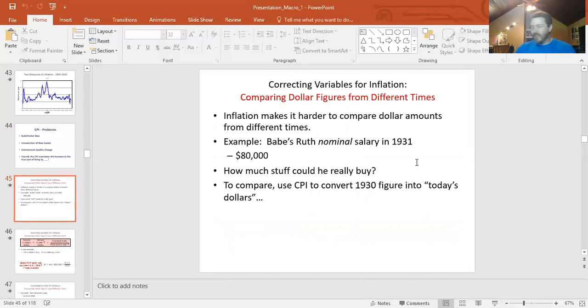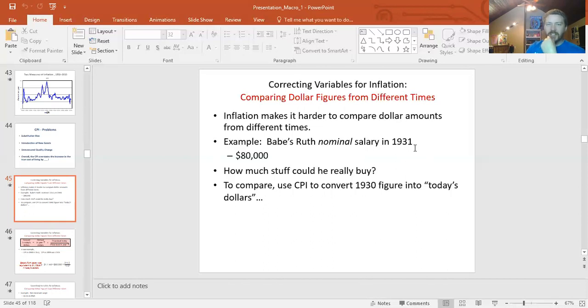Here's a little technical thing that we can do with the CPI. This is a nice little trick that you may very well need to come back to and rely on when you're going through your life or your business. But here the topic is we're going to adjust dollar figures across time. We're going to compare dollar figures from different times.